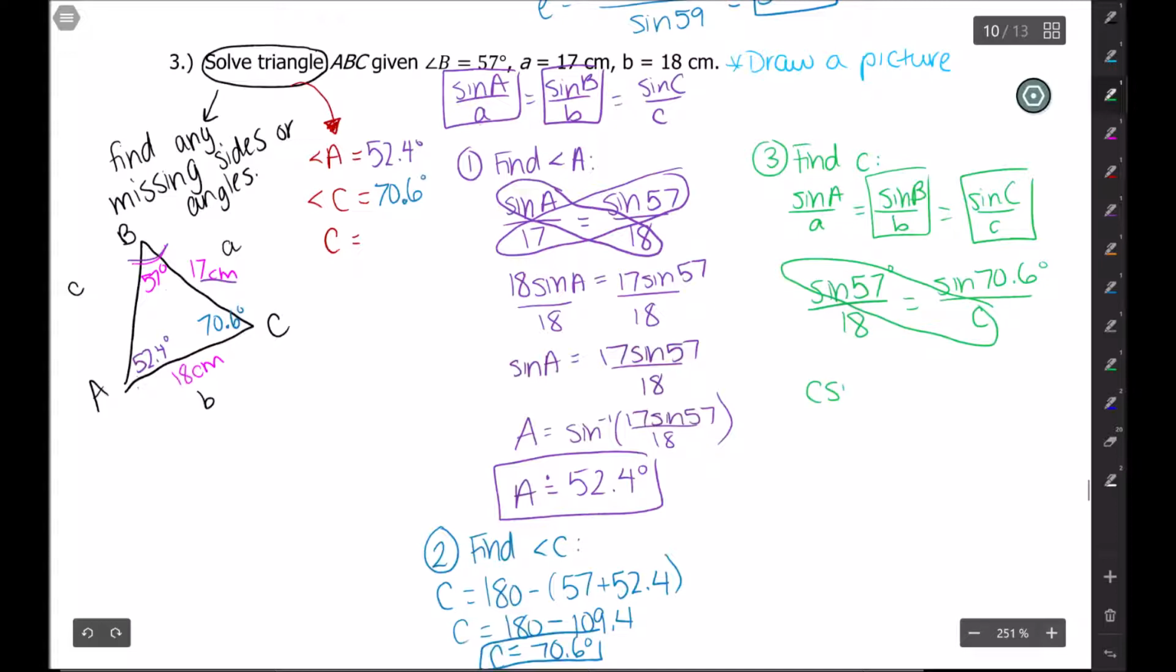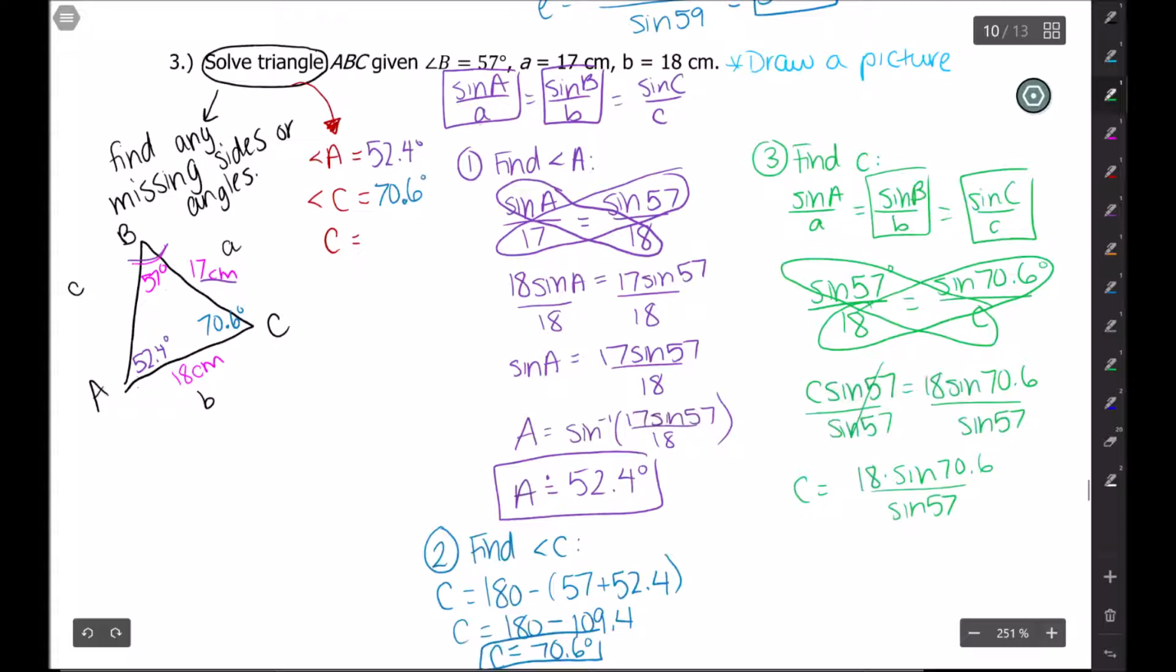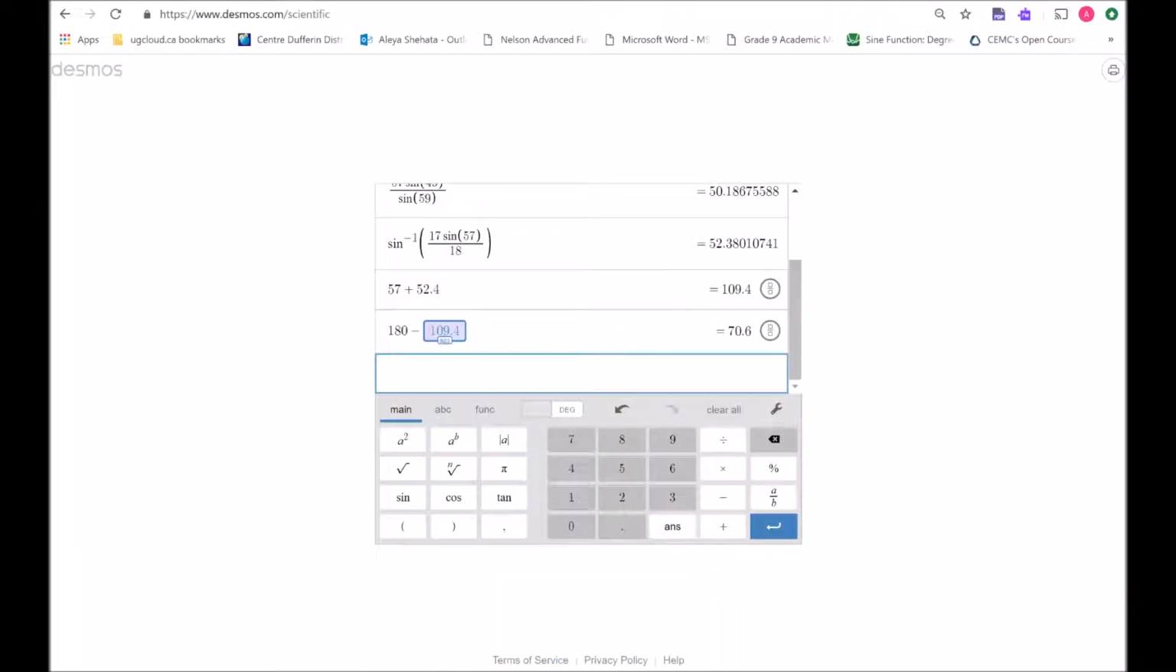So C times the sine of 57 is going to be equal to 18 times the sine of 70.6. Now to get that C alone, I have to divide by the sine of 57. So C is going to be equal to 18 times the sine of 70.6 over the sine of 57. Notice this time I don't have to do inverse sine because the C is not an angle, so I can just figure out what C is directly. So I'm going to type that into my calculator.